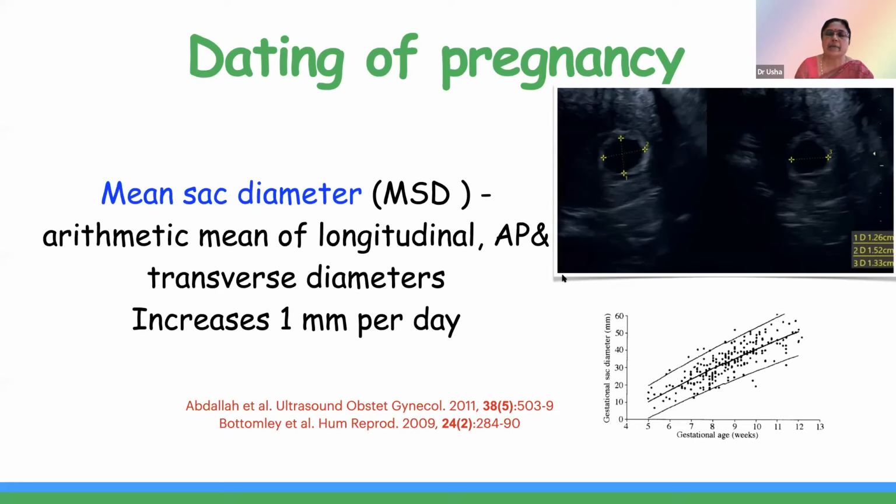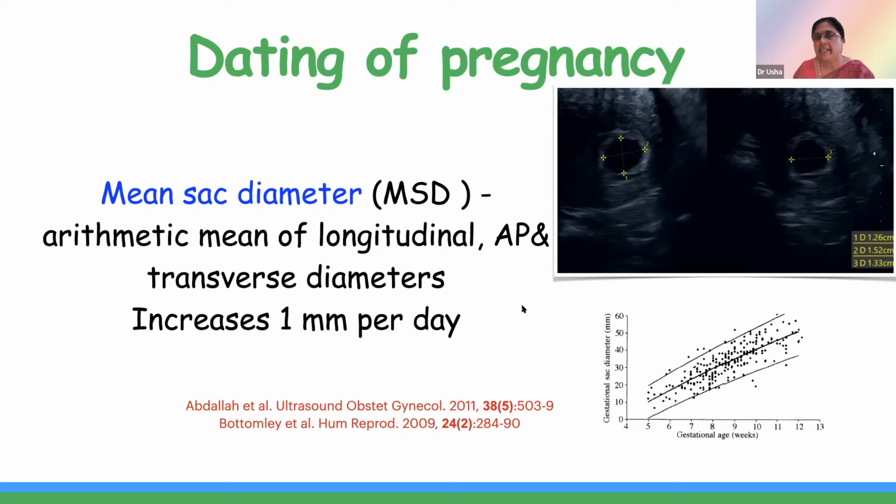And we know that mean sac diameter increases approximately 1 millimeter per day. And with this mean sac diameter, using the graph, we will be able to identify the gestational age of the pregnancy. But doing a mean sac diameter has its own fallacies, because the gestational sac is not spherical all the time. As gestation advances, it can become more oval, or any space occupying lesion in the pelvis, or a full bladder, or a myometrial contraction can alter the shape of the gestational sac. So we may not be able to take an adequate mean sac diameter.